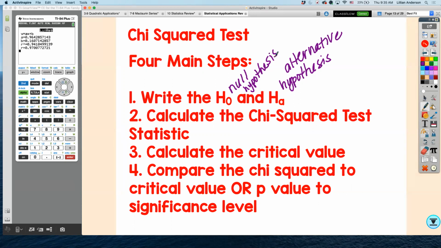After you have your chi-squared test statistic and your critical value or your significance level, you would compare your chi-squared to your critical value, or your p-value to your significance level, to determine if you're going to accept or reject the null hypothesis.